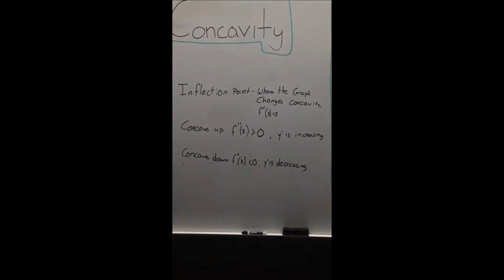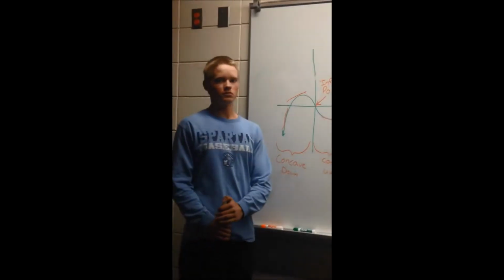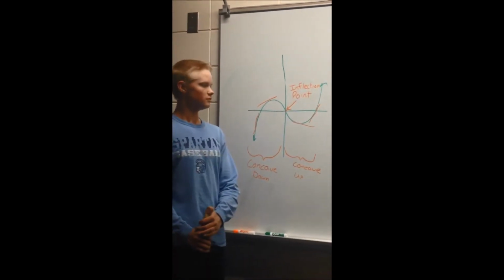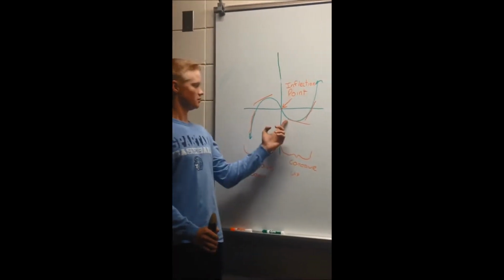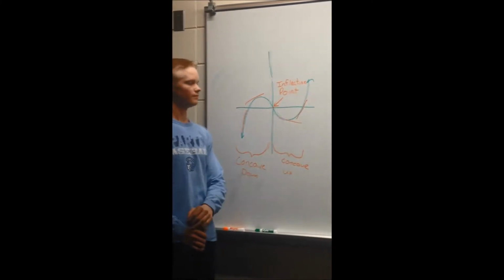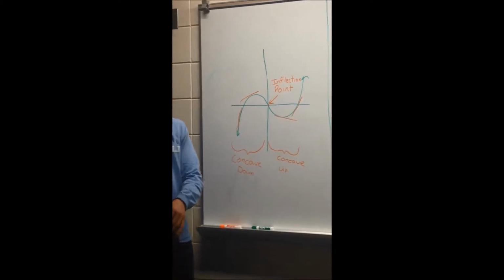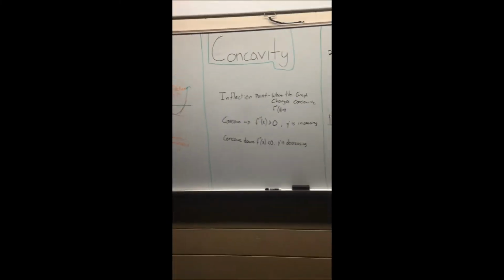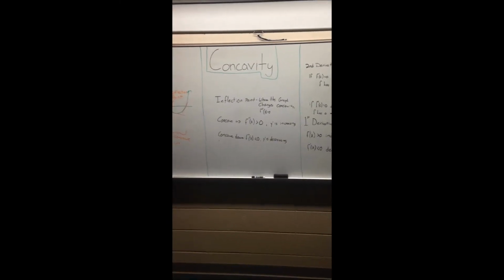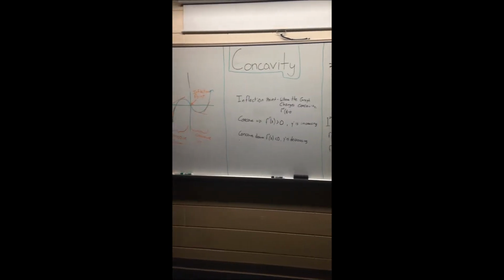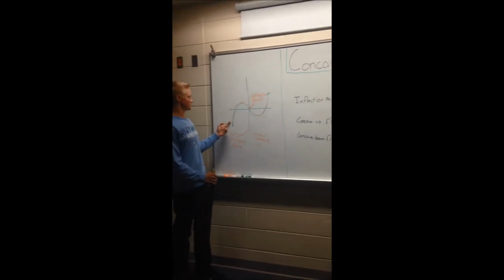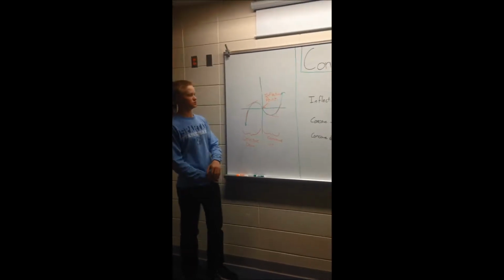Concave up is where the second derivative is greater than 0 and the slope is increasing, like right here, going from negative to positive. Concave down is where the second derivative is less than 0 and the slope is decreasing. So this is a positive slope and then gradually changes to a negative.